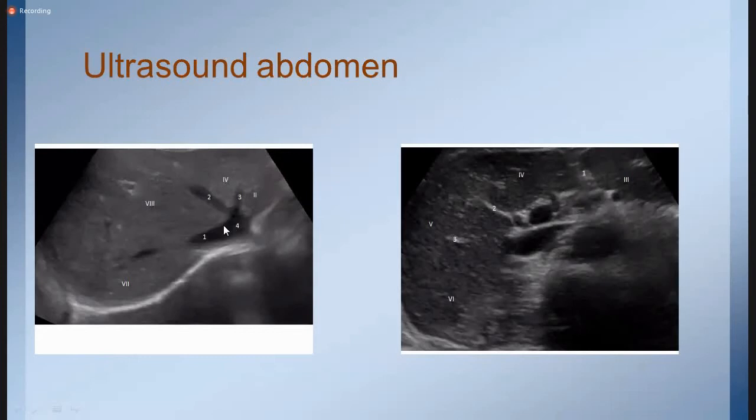This is normal anatomy of the liver, demonstrating hepatic veins. Here, this is inferior vena cava. This is right hepatic vein. This is middle hepatic vein. This is left hepatic vein. And similarly, we have segments in between, segments of the liver, from 1 to 8 segments of the liver. Again, this is same anatomy, demonstrating different segments of the liver.